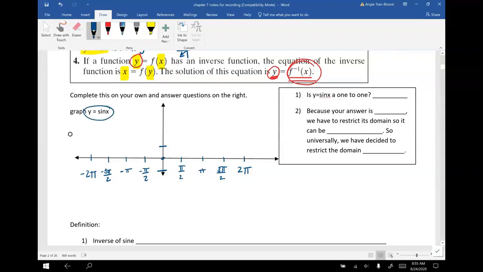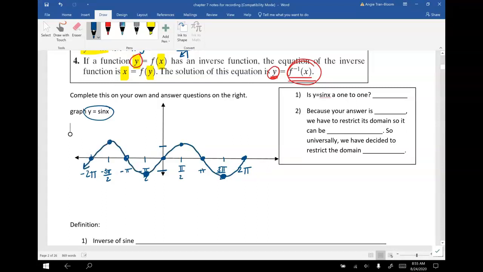Sine of 0 is 0. Sine of pi over 2 is 1. Sine of pi is 0. Sine of 3 pi over 2 is going to be -1. Sine of 2 pi is back to 0. And then the negative side, sine of negative pi over 2 is going to be -1. Sine of negative pi is 0. Sine of negative 3 pi over 2 is 1. And sine of negative 2 pi is back to 0. That is how fast I do need you to know all the basic trig values.